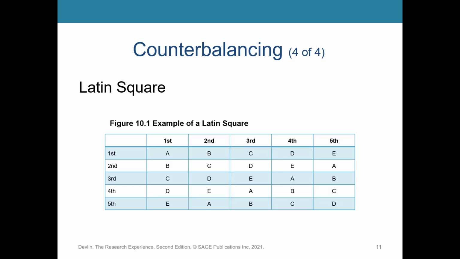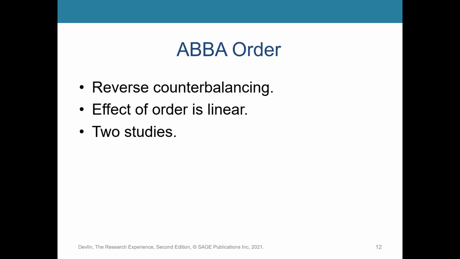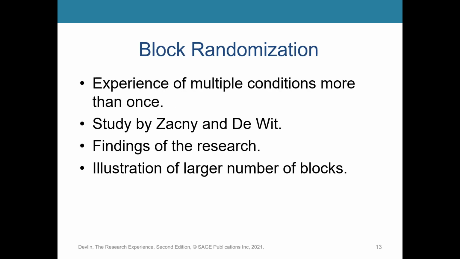Now, Latin squares is a particular kind of counterbalancing in which each treatment appears in each row and column one time. And there's an example right here on the screen, and we can go into more detail in a subsequent video. Now, there's also ABBA order, and this is what we call reverse counterbalancing. And basically, if a participant is first exposed to condition A, then B, then you would reverse it and expose them to B and A.